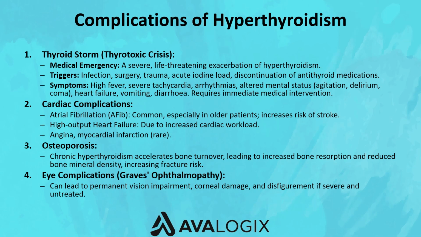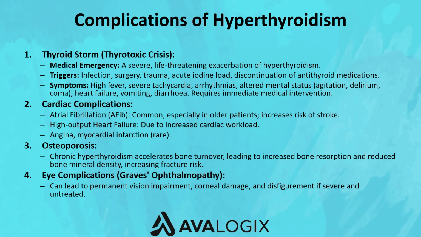Hyperthyroidism is not just about symptoms. It can lead to serious complications if left untreated. The most dangerous is a thyroid storm. This is a medical emergency where everything goes into overdrive. The patient presents with very high fever, severe tachycardia, agitation, confusion, or even coma. It can be triggered by infections, surgery, or suddenly stopping medications. Without immediate treatment, it can be fatal.